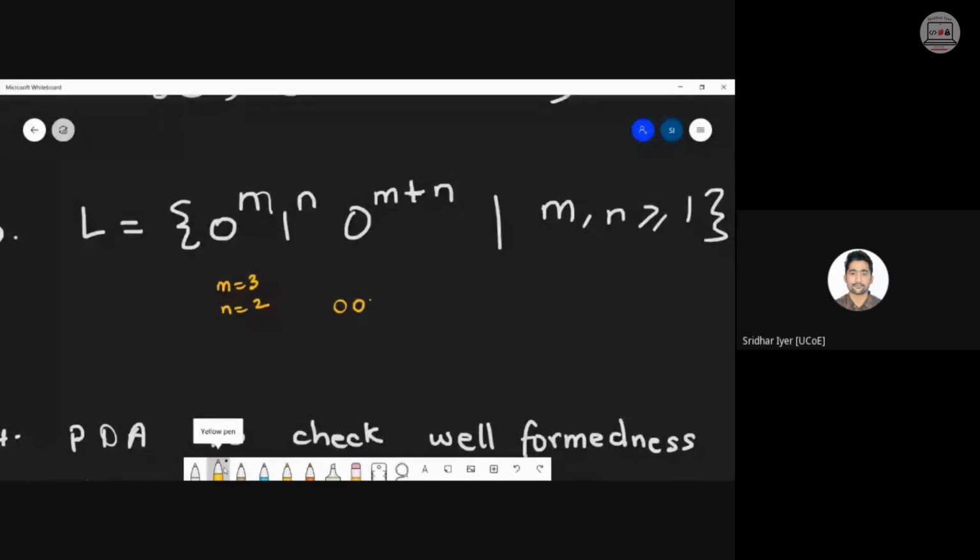3 zeros, 2 ones, followed by 5 zeros. Am I correct? So whenever such a problem comes, put some imaginary values of m and n and create a string. Then try to use that string as an example and create a logic. How will you do it?